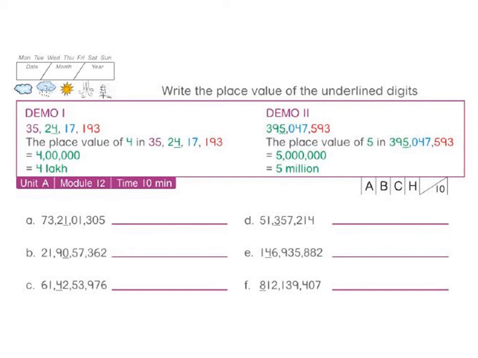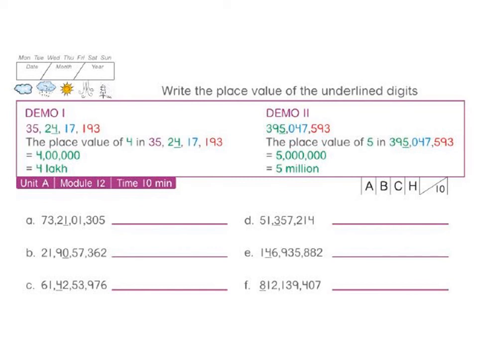In the second demo, the number is in international system and the number is 395,047,593. And we have to find out the place value of 5. The 5 is in millions position, so the place value of 5 is 5 million. Now, try to solve this question yourself. Take around 3 to 5 minutes, not more than that, to solve this.